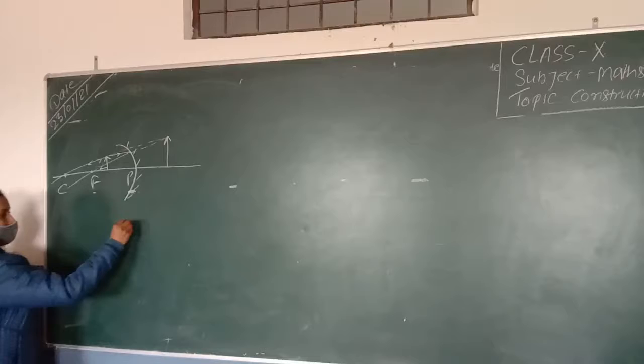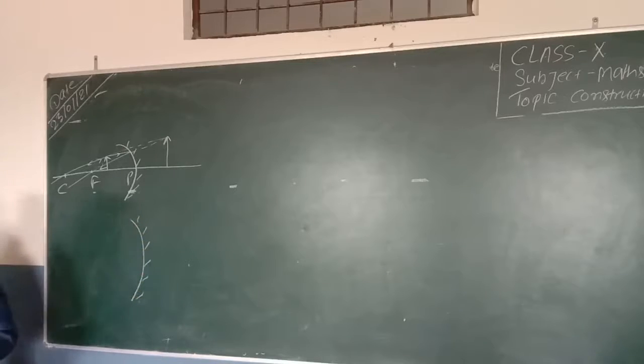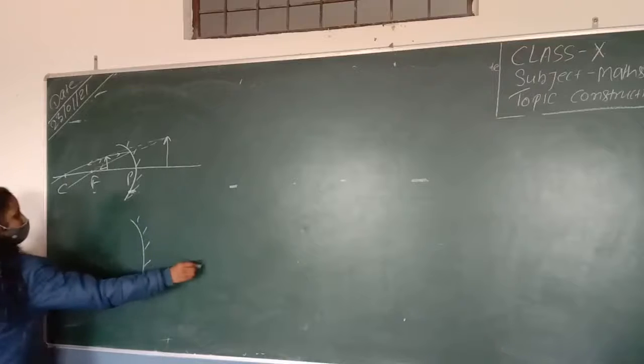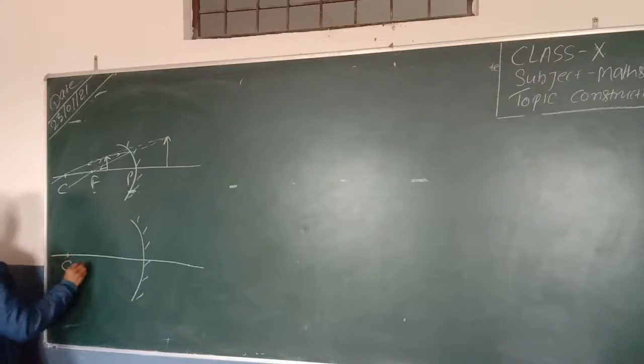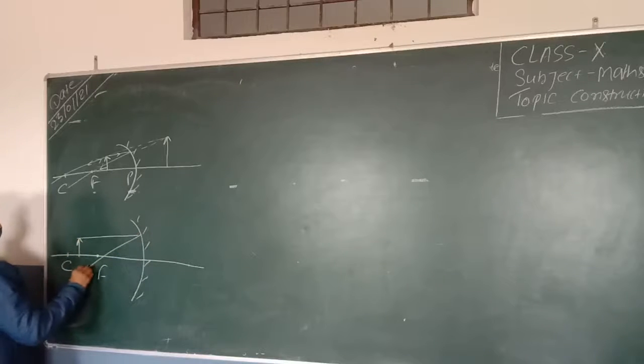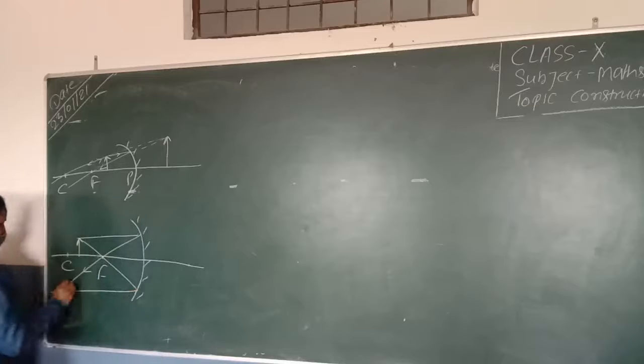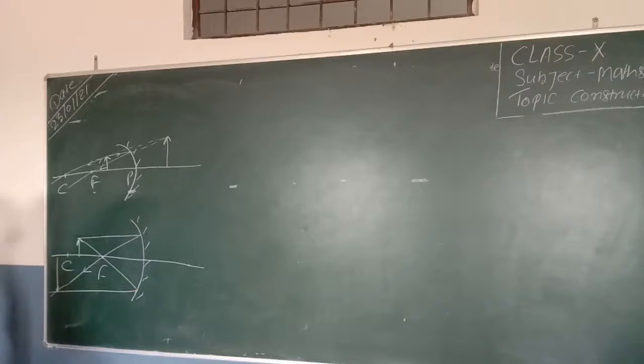Okay. Now the other conditions. Suppose you are placing the object beyond C, at C, or between C and F. In all conditions, the image is always real and inverted. So first of all, we should know how we can obtain the images by using the concave mirror. If you know image formation, then it becomes easy to solve any numerical.